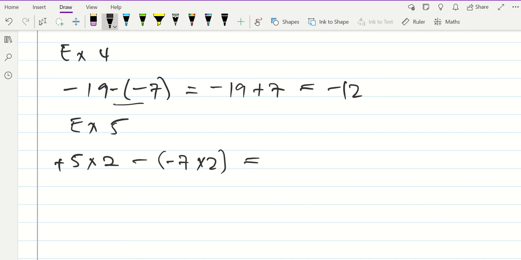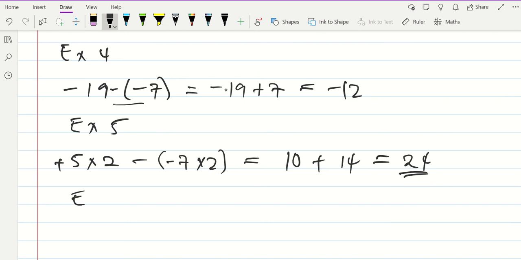So 5 times 2, that just gives us 10. Then remember, negative times negative gives you a positive. Then whatever is inside the bracket, 7 times 2, that gives you 14. So this is going to be a very simple one. 24, that's your answer, 10 plus 14.